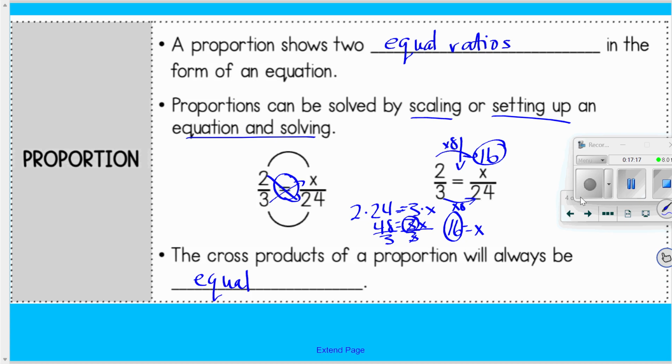Just be careful. If you're cross multiplying, do not get that confused with multiplying fractions. If this was 2/3 times x over 24, that would be 2x over 72. Totally different. Changing that times to an equal sign changes everything. You have to be cognizant of what it is you're doing and understand why.